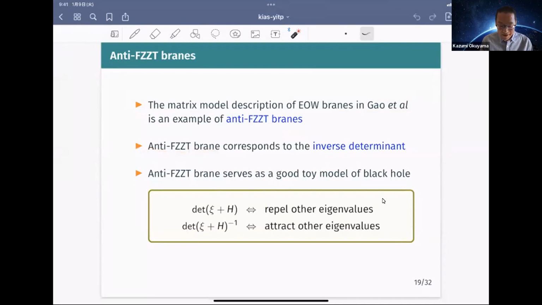In the matrix model, the anti-FZZT brane corresponds to the inverse determinant. Recall that the FZZT corresponds to the determinant operator, but the anti-FZZT corresponds to the inverse determinant. So the anti-FZZT brane serves as a good toy model for a black hole because the insertion of the determinant in the matrix integral repels other eigenvalues, while the inverse determinant attracts other eigenvalues. So it looks like a black hole, at least superficially at this level of correspondence. The inverse determinant sounds like a good toy model for a black hole rather than a determinant.